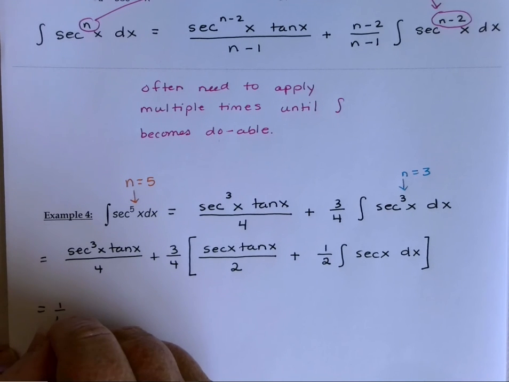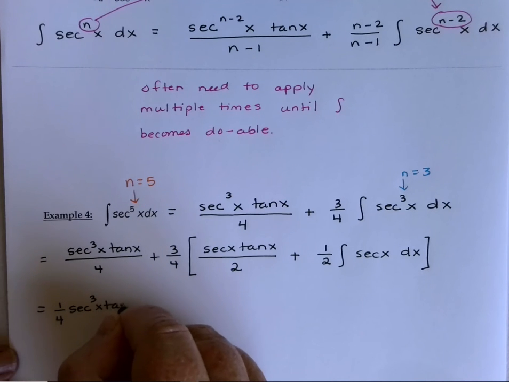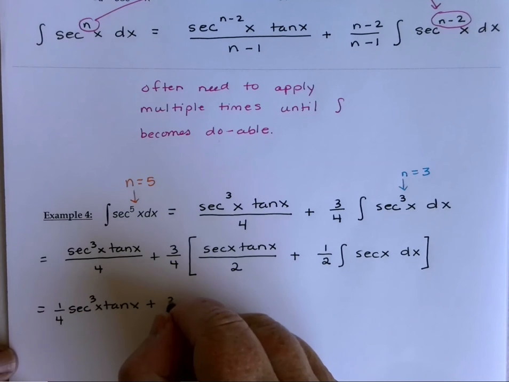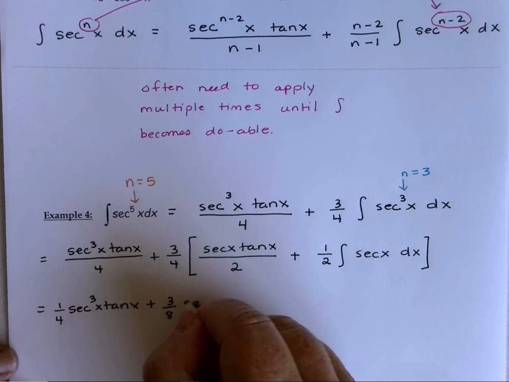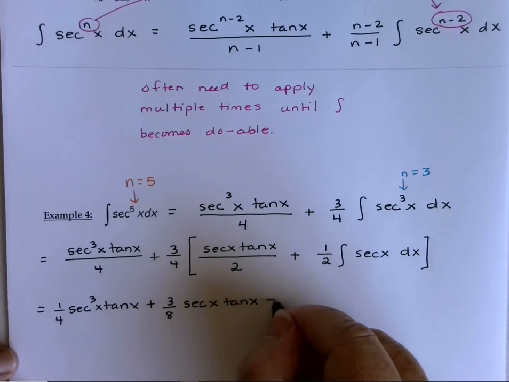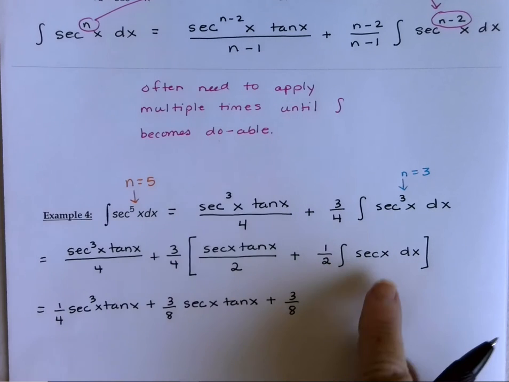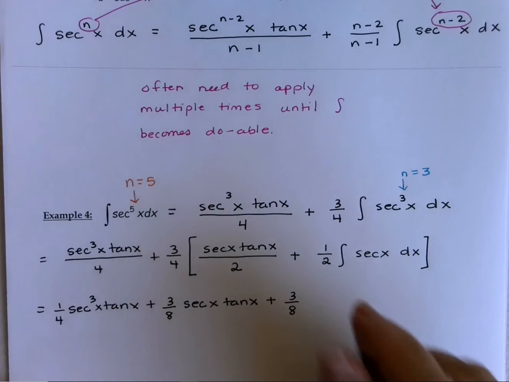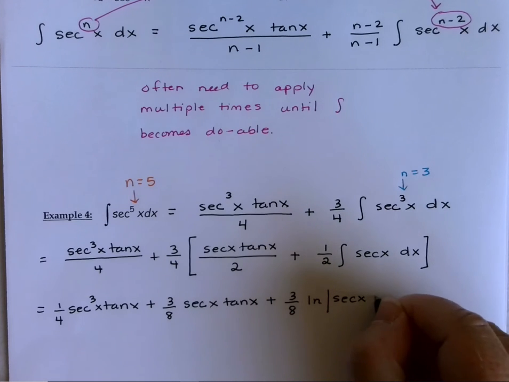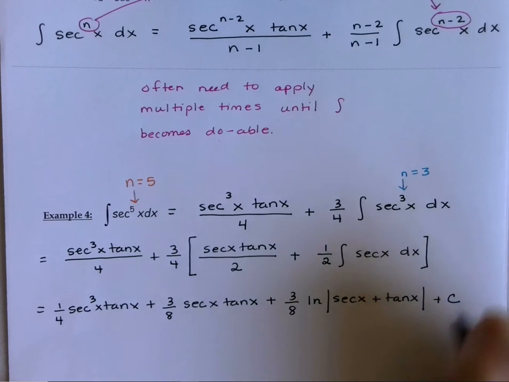I'm going to write this as 1/4 secant cubed x tangent x. That's going to become 3/8 secant x tangent x. And again here, plus 3/8. And then that integral from the table, the natural log of absolute value secant x plus tangent x plus c.